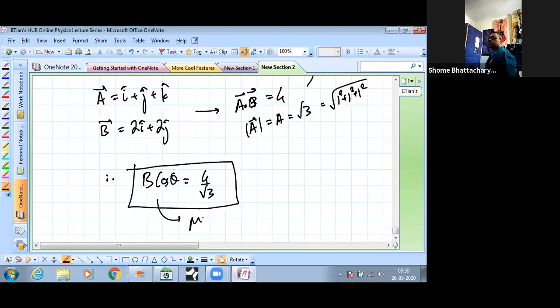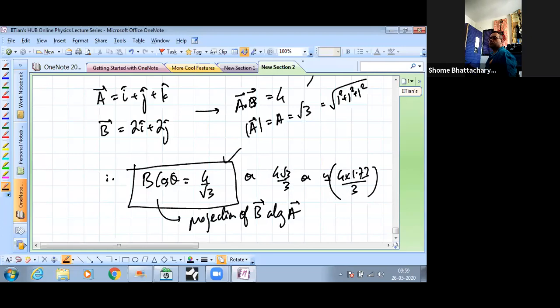So this is the projection of B along A. Now you can also rationalize this to 4 root 3 by 3 if you want to, or approximately 4 into 1.73 divided by 3. So that way also we can do it. But this is okay. You can leave the answer this way, no problem.